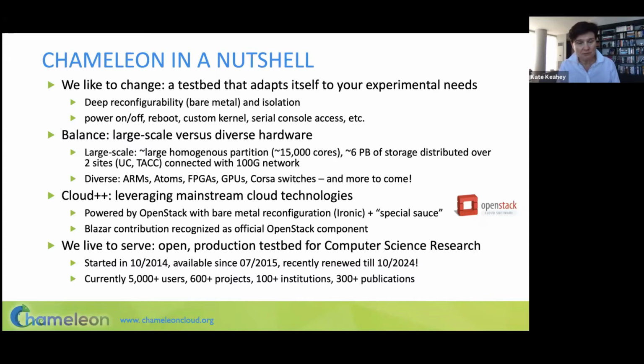But then we also have investment in diversity. So we've got ARMs and Atoms. We've got quite a few FPGAs, and we're going to be buying a lot more and newer ones. And we've got many different types of GPUs, very popular with our users who are looking at various data science questions. We have Corsa switches, which allow you to create your own network controllers, very important.